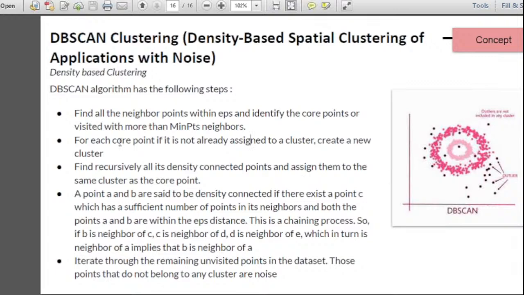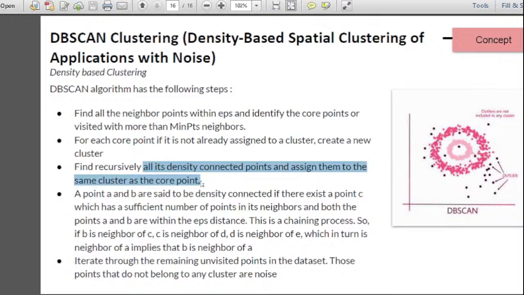For each core point, if it is not already assigned to a cluster, create a new cluster. So if there is a core point and it is still not assigned to a cluster, we create it as a new cluster and then recursively we repeat these steps. We find recursively all the density connected points and assign them to the same cluster as the core point.